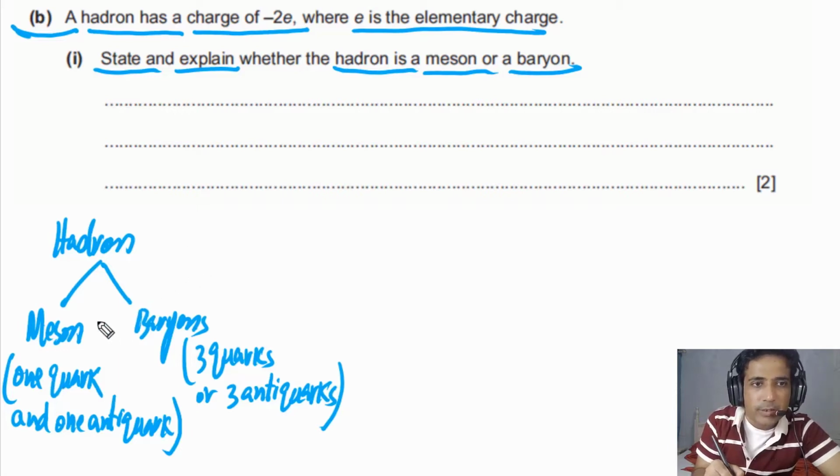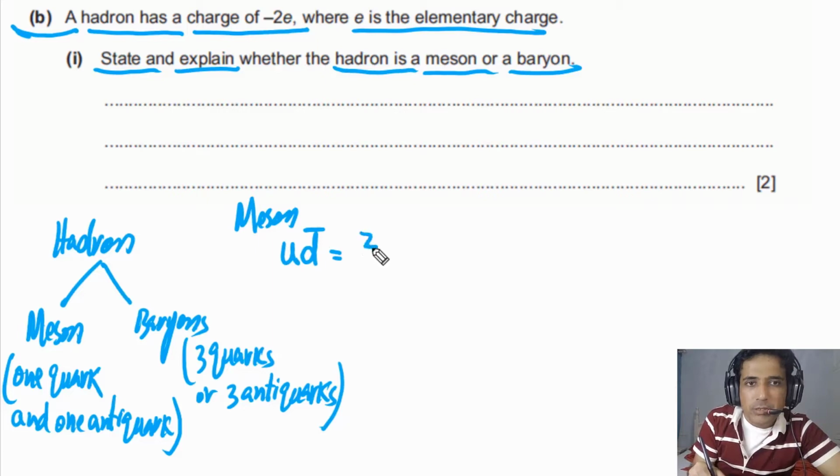Now let's try to find out the charge on meson. First of all, meson. Let's say we have a meson that consists of 1 up quark and 1 down antiquark. So this is composition of meson.